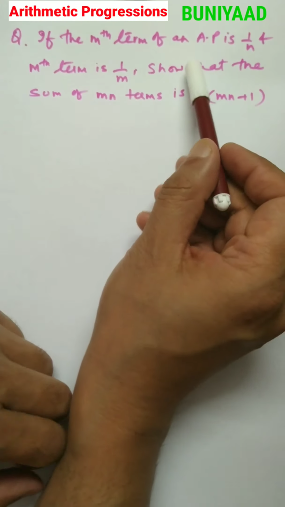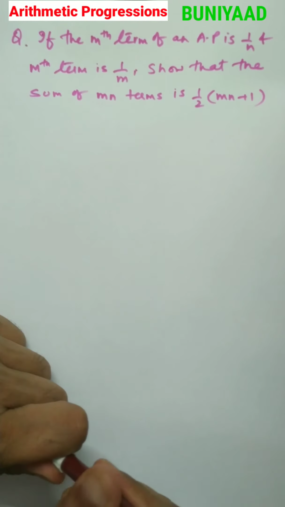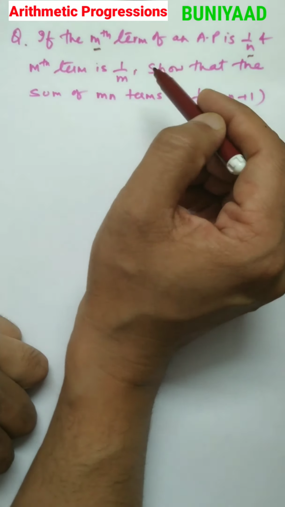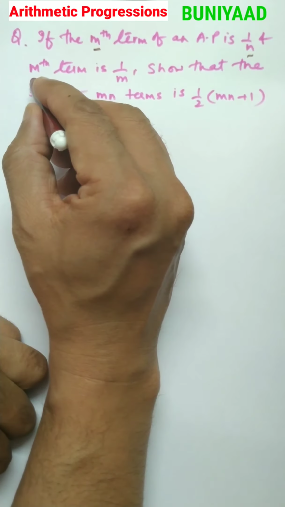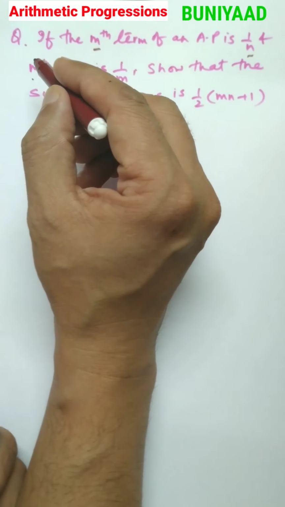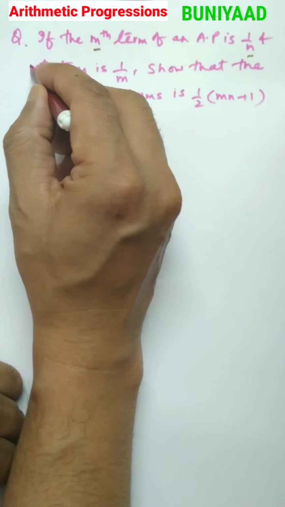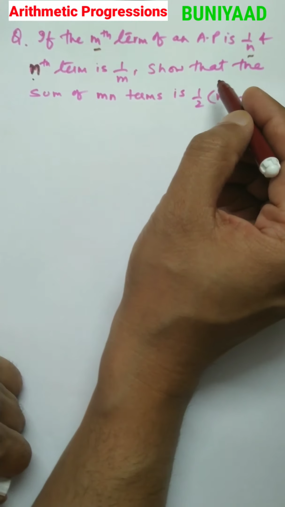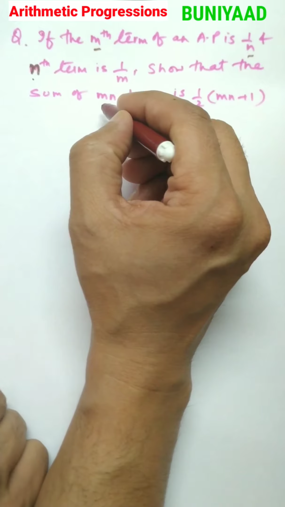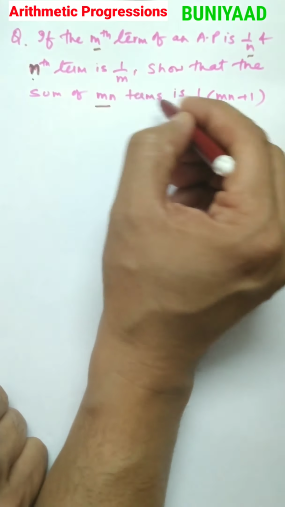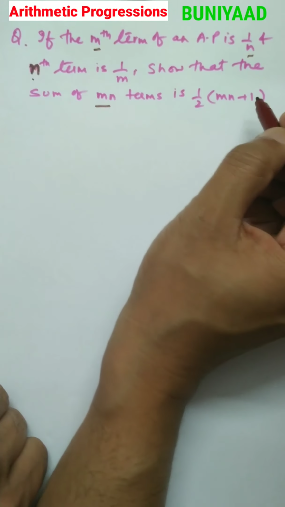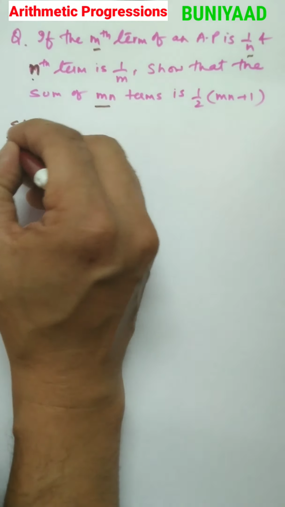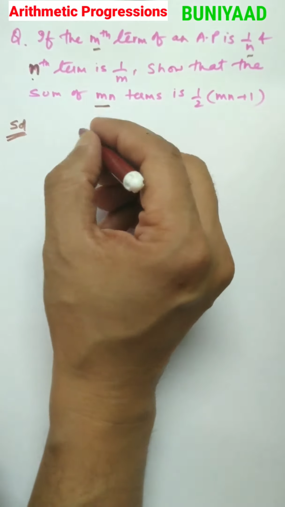If the mth term of an AP is 1 by n, so mth term is 1 by n, and its nth term is 1 by m. Show that the sum of mn terms is half mn plus 1. So let us start with this, sum of mn terms.